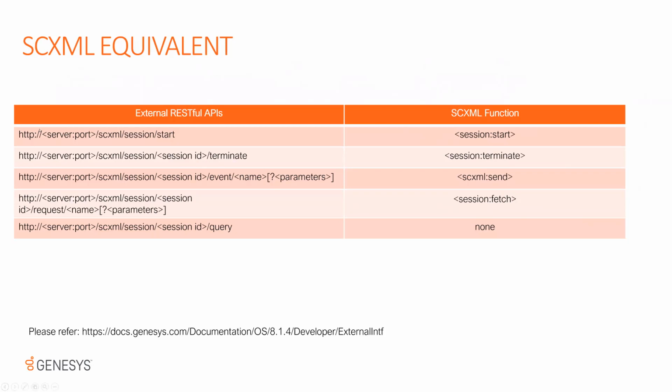When we send session start, your session start SCXML function will be triggered. When you send terminate, your terminate function will be executed for the session. When we are sending an event name with the parameters, your SCXML send function will be executed. When we are sending a request, your session-based SCXML fetch function will be executed. And in the query part, there is no SCXML function corresponding to that. At that instant, it will just pick all your interaction data and share it back as a response. You can get these details in our document page as well.